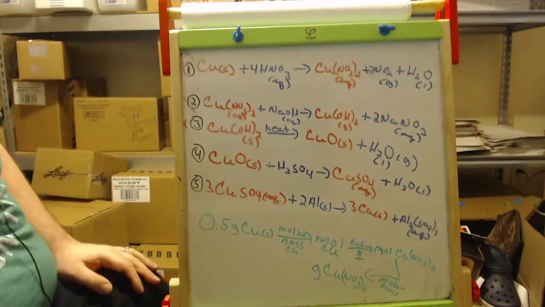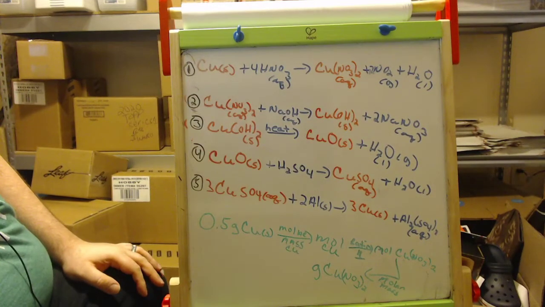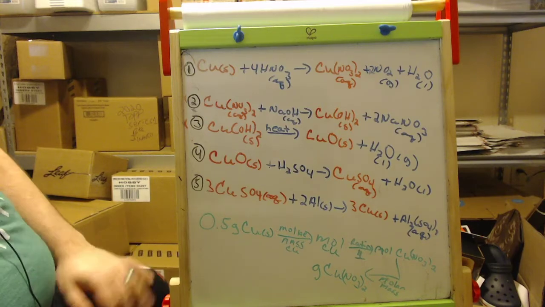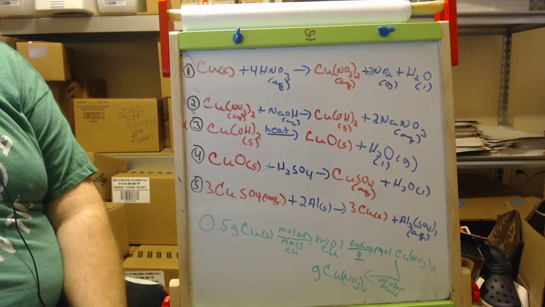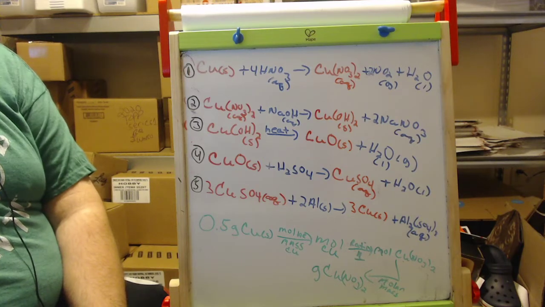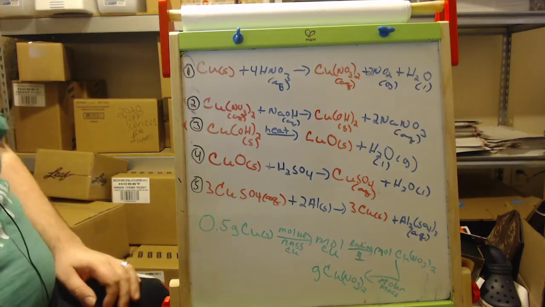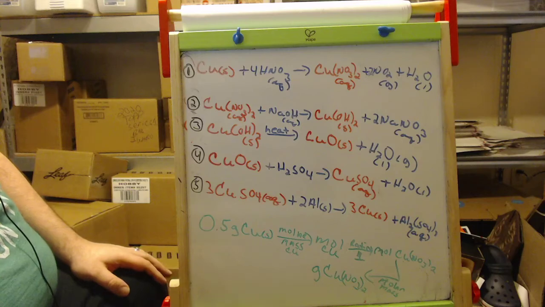Hey guys, talking about the calculations in the copper wire reaction, which is the one you're going to work on this week, the chemical reactions of copper. All right, so there are 5 reactions that you would have done in lab.